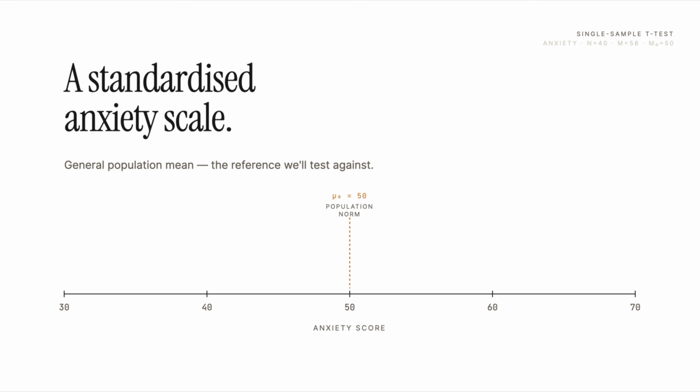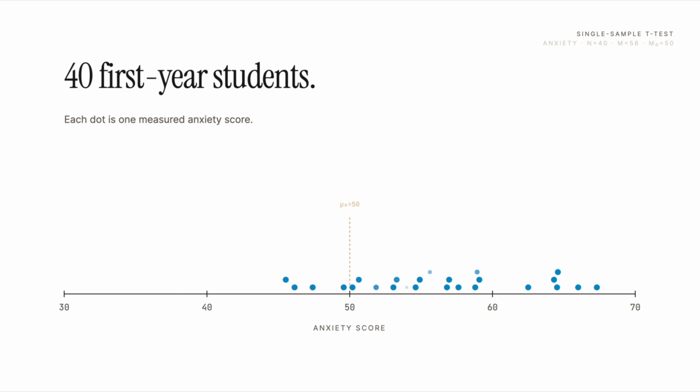Let's start with the simplest case, the single sample t-test. It's used when you have one group of observations and you want to know whether their mean differs from some specific reference value, usually a population norm or a theoretically meaningful benchmark. Here's a concrete example. A standardized anxiety scale has a general population mean of 50. A researcher recruits 40 first-year psychology students and measures their anxiety. The sample mean comes out at 56. Is this different from the population norm?